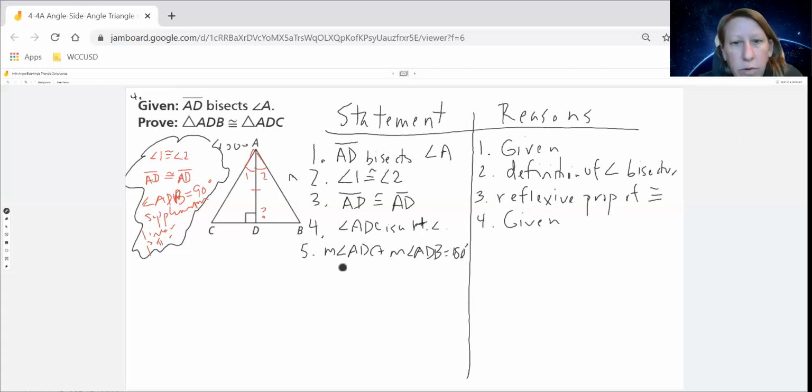Okay, look at what I just wrote. The measure of angle ADC plus the measure of angle ADB is 180. Do you guys agree that that makes a straight line? Yeah. Okay, there's a couple reasons I would let you get away with for this. You could say they're supplementary. You could throw that word in there. You could also say they form a linear pair, which is kind of like the definition of linear pair.